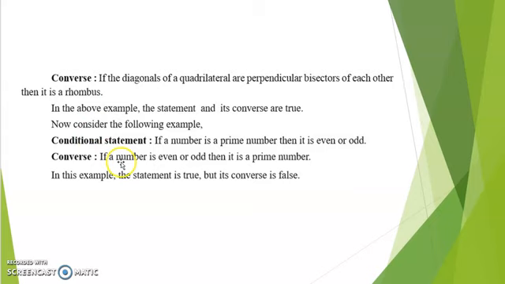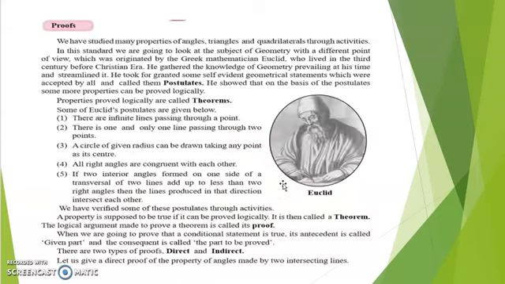But let's see another case. If a number is a prime number, then it is even or odd. And the converse is, if a number is even or odd, then it is a prime number. Now we know that this is false. So sometimes the statement is true, but its converse is false. Let us move to next.